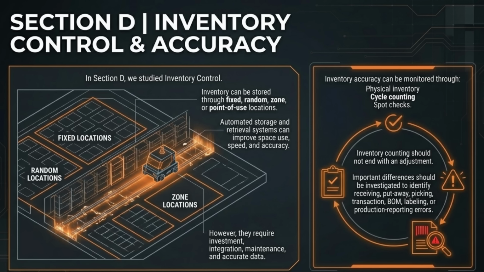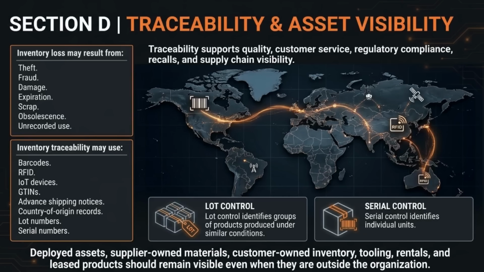Inventory accuracy can be monitored through physical inventory, cycle counting, spot checks. Inventory counting should not end with an adjustment. Important differences should be investigated to identify receiving, put away, picking, transaction, BOM, labeling or production reporting errors. Inventory loss may result from theft, fraud, damage, expiration, scrap, obsolescence, or unrecorded use.